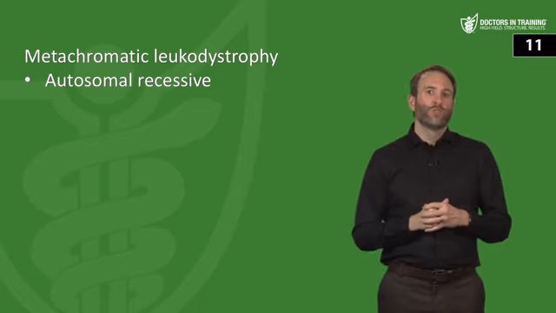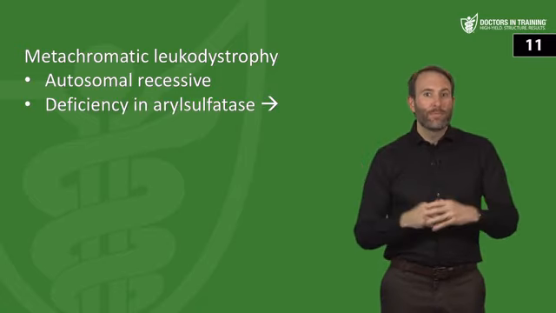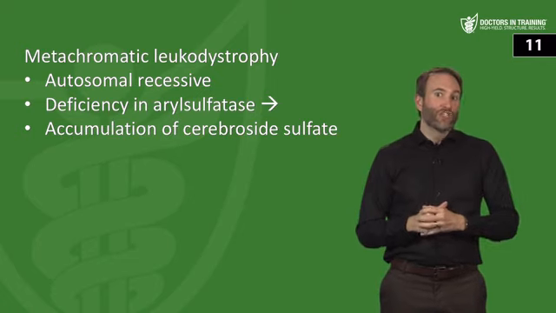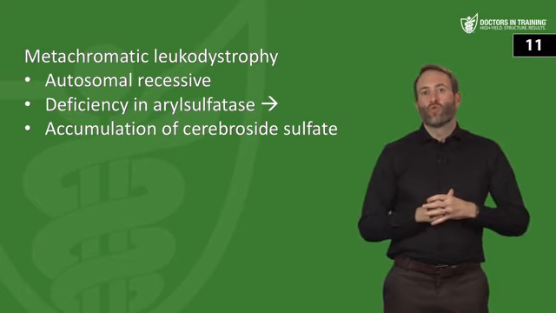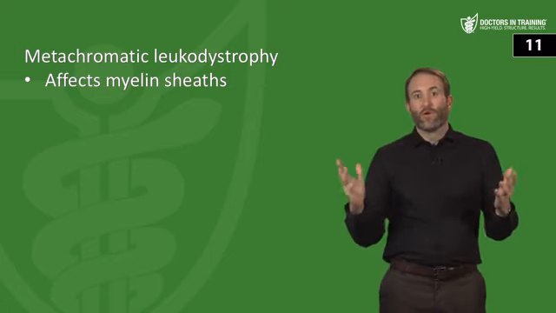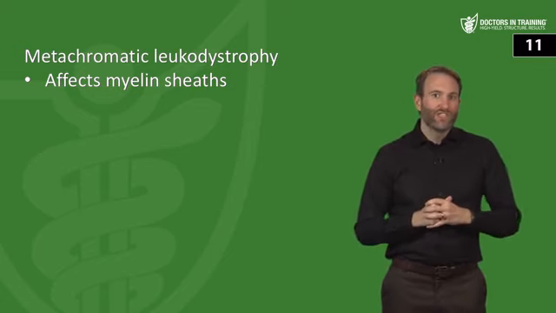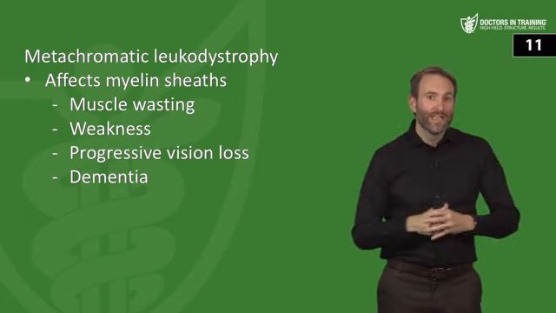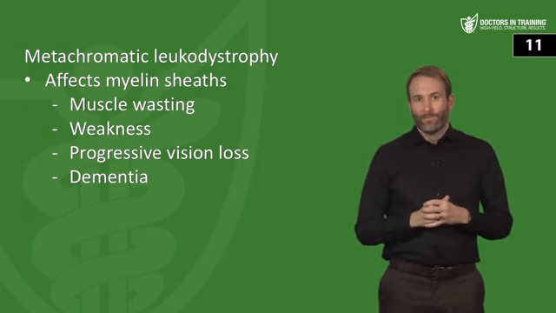Moving on to metachromatic leukodystrophy. This is autosomal recessive again. The deficient enzyme here is aryl sulfatase, and you accumulate cerebroside sulfate. Similar to Krabbe, this affects myelin sheaths. Symptoms begin after the first year of life, so a little bit later here. Patients have muscle wasting, a lot of weakness, progressive vision loss, and even dementia.